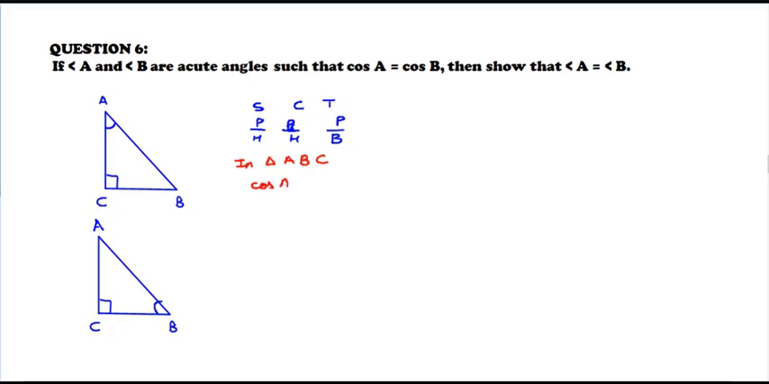In triangle ABC, right angled at C, cos A's formula is base upon hypotenuse. So if the angle is A, then what will be our base? AC, because what is cos A? The side adjacent to angle A, which is AC, and upon hypotenuse. Hypotenuse is the side opposite to the right angle, that is the side opposite to angle C, that is AB in this case. So cos A is AC upon AB.